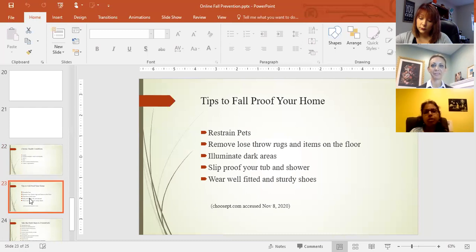Some simple tips to fall-proof your home. I've seen a lot of patients trip on their pets. So make sure your pets are restrained, or you have trained them enough to know that they shouldn't be coming in your way. I've had patients who have had a hard time, especially when they go back home after surgery and they have just small dogs and they're just in their way.